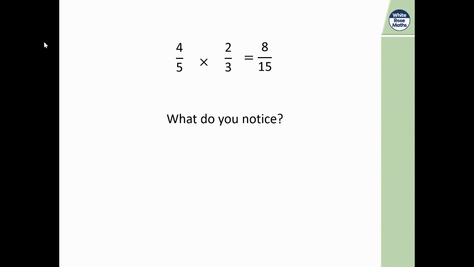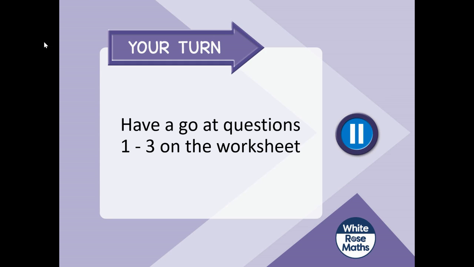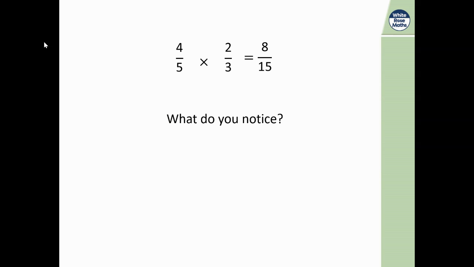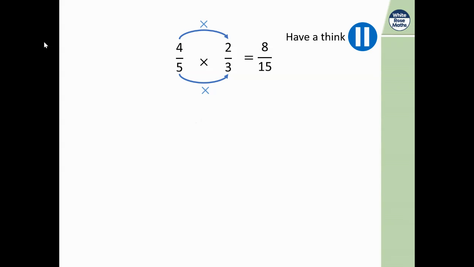Okay, if you're watching this, then we're carrying on now from you've finished questions 1 to 3. So what did you notice? Well, we briefly talked about this. So you've probably spotted that 5 times 3 is 15 and 4 times 2 is 8. So the area models we were looking at, all they were really is a way of proving why 4/5 times 2/3 is 8/15. So if someone said that they wanted you to prove it, that is how you could prove it.